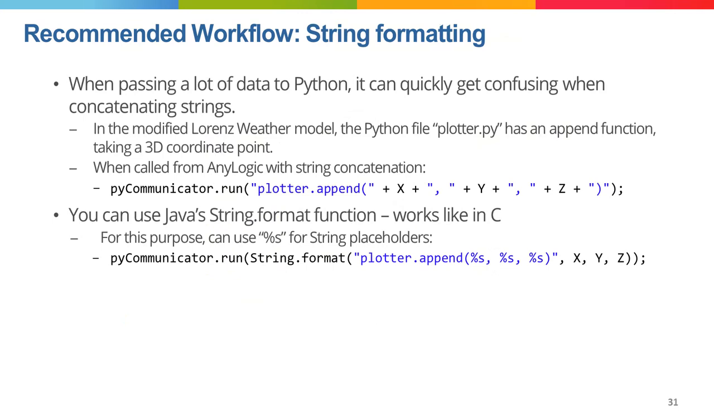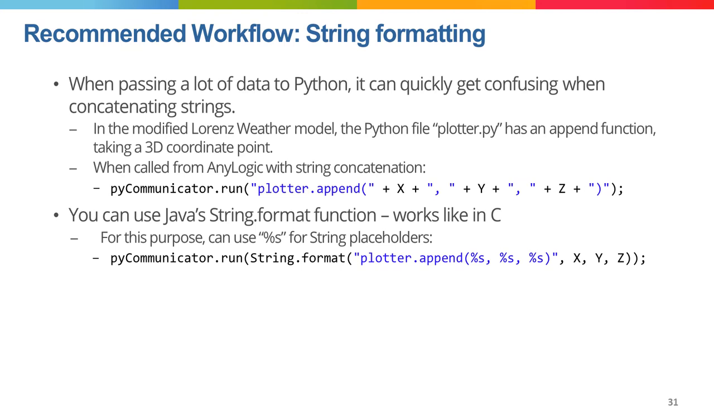The last workflow tip concerns calling Python code that has to alternate between needing Java input and Python syntax. For example, let's say that you want to call a Python function that takes multiple arguments requiring Java variables between them. To inject AnyLogic values for those arguments, you would need to concatenate strings with AnyLogic variables. This can quickly get confusing, and it's easy to make mistakes. Fortunately, Java has a function called string.format. It works by passing a string as the first argument that has different format placeholders based on the data types that you want to add.